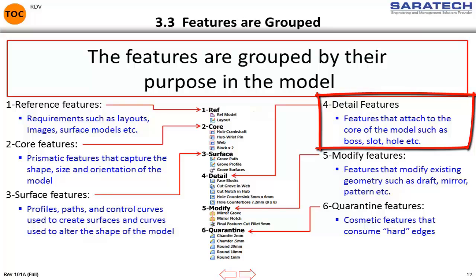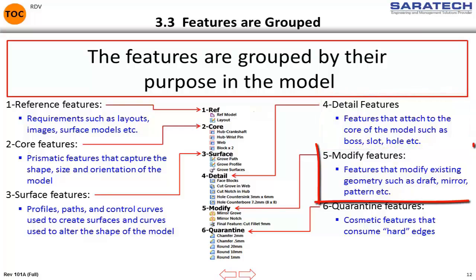To assist with this, as we create features in the detail group, we suppress them so that they cannot accidentally be used as a reference or constraint for the next detail feature. If we find that a feature in the detail group needs to be referenced by another feature in the detail group, it needs to be moved to the core group. Once we are done, we unsuppress them all and move to the modify group. The modify group is where we perform patterns, mirrors, and drafts. This group may also contain what we call the final feature.